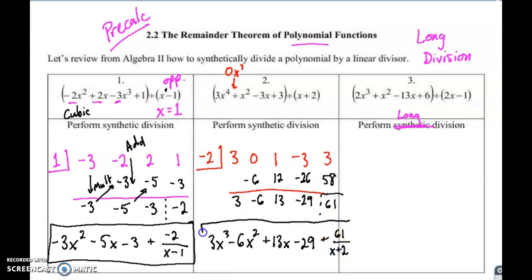By the way, if I ever have a typo, please bring it to my attention. I tend to make mistakes on things, especially when I'm going fast like this.